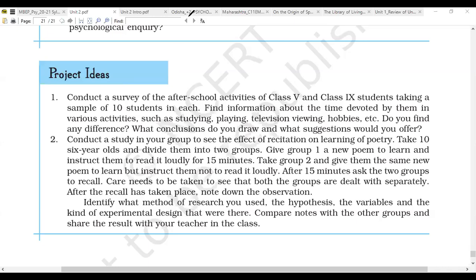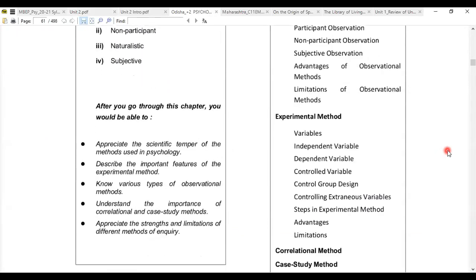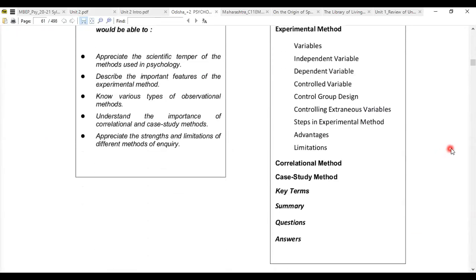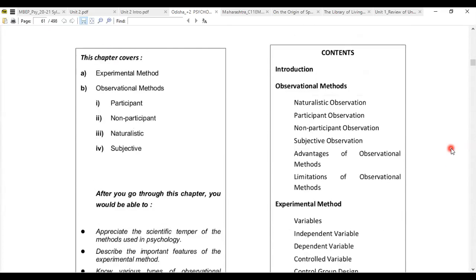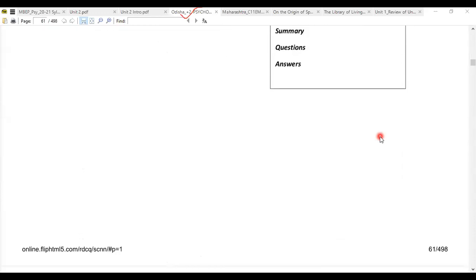And let me also introduce the other material. We will also discuss this one because it has a very good depth of information: the methods used in psychology, particularly related to Odisha material. This was the reference material, so we also use this one. So let's see what's in this one.